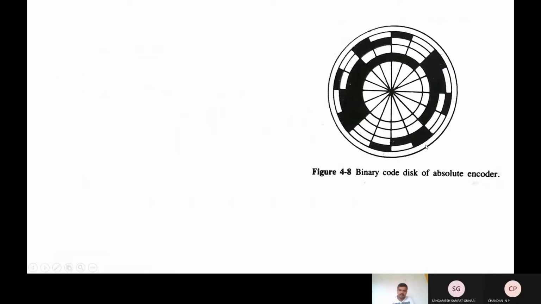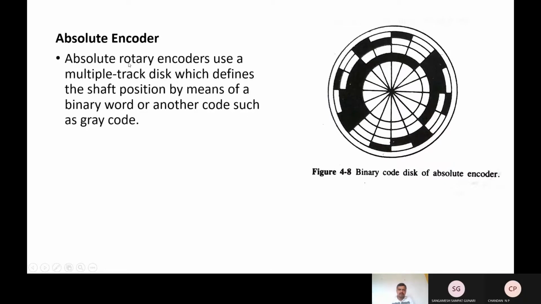Okay, next, absolute encoder. Compared to the incremental encoder, in absolute you have multiple tracks. Absolute rotary encoders use a multiple track disk. In the previous case you can see a single track with alternating transparent and opaque segments, whereas in the case of a multi-track disk, it has a different pattern, where each combination will result in a particular code. For example, here there are 4 tracks: 1, 2, 3, 4. Here you can see all 4 segments are transparent. Here only 3 are transparent, 1 is opaque.